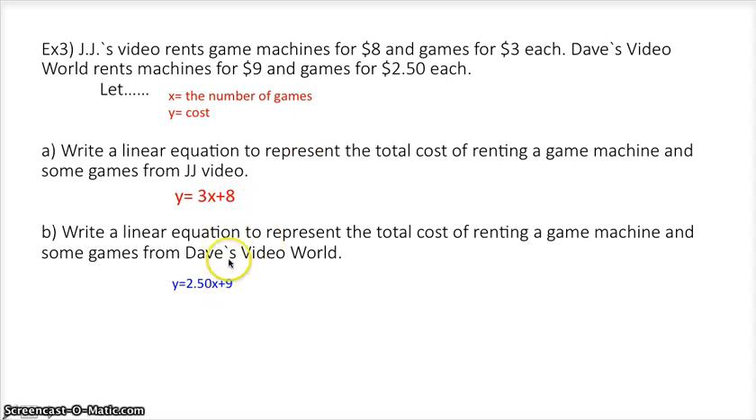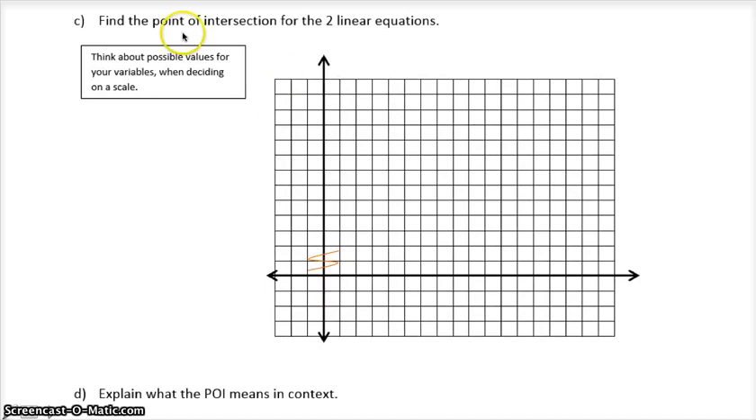So now we have to graph these lines onto a grid. First thing, we're going to find our point of intersection. We have to think about possible values for our variables. This is where we have to think of our scale. So I'm going to put a break on my scale because I'm already starting up at 8 and I have a slope of 2.5 and 3 and I won't necessarily see it on my grid. So if I put a break on, I can now start my graph. I'm going to put my first point. This is going to be the point 8.